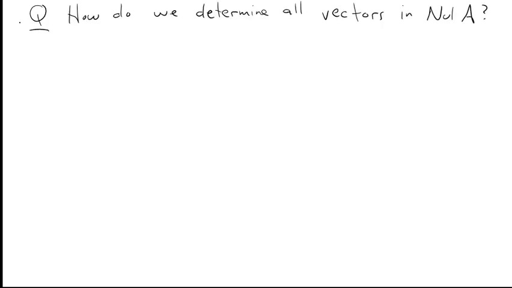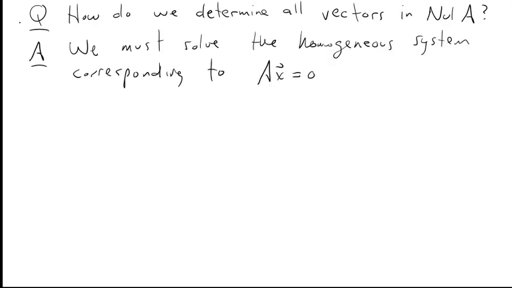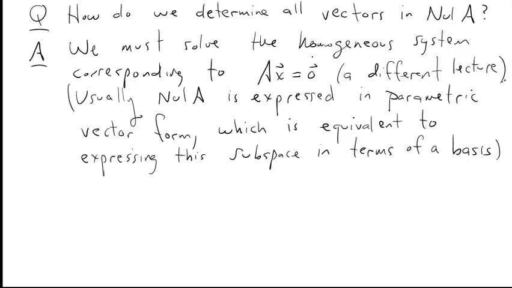Question: how do we determine all vectors in the null space? The answer is that we must solve the homogeneous system Ax equals 0. In an earlier lecture, we learned how to do this. And typically, we'll put the solution in parametric vector form, which is equivalent to expressing the set of solutions, that is the subspace, in terms of a basis.